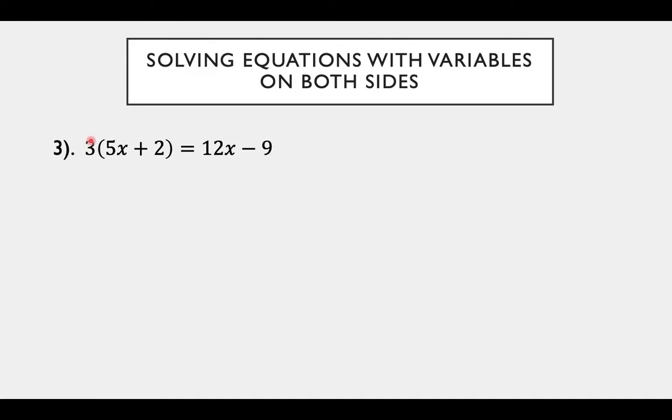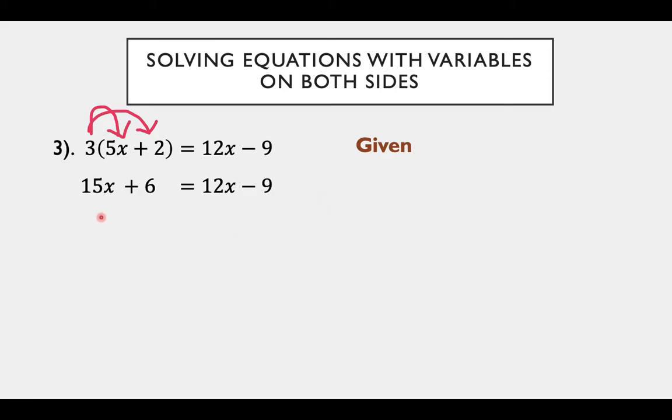So I'm going to use the distributive property. Remember, to distribute means you multiply your factor, which in this case is 3, into an expression or a term. So 3 times 5x is 15x. 3 times a positive 2 is a positive 6. And then I'm going to bring down whatever was on the right side of this equation.